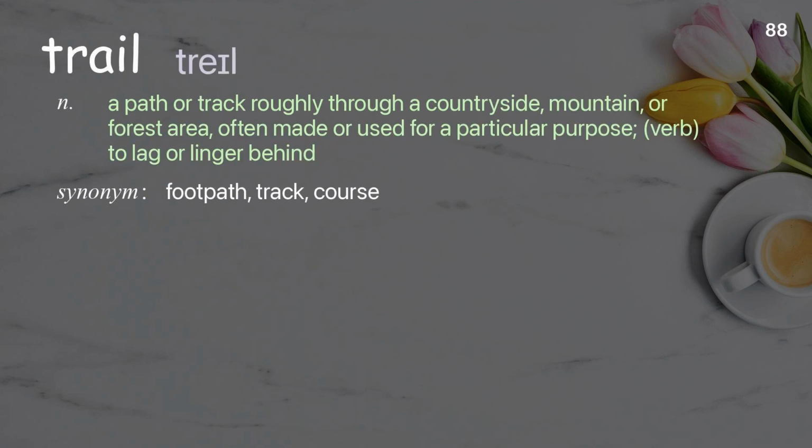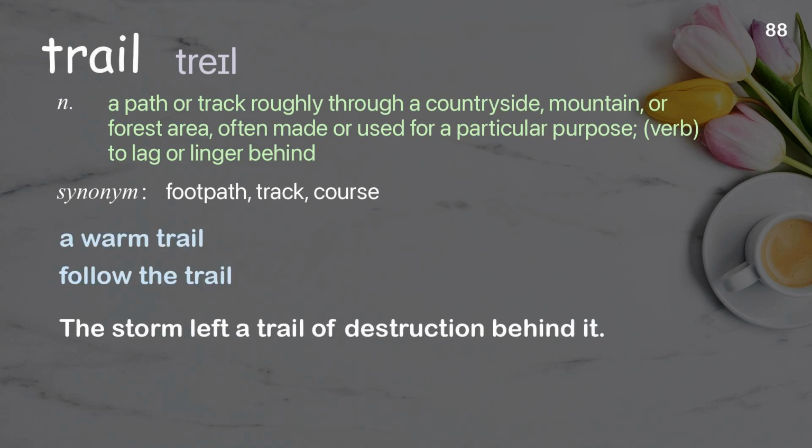Trail: A path or track roughly through a countryside, mountain, or forest area, often made or used for a particular purpose. Verb, to lag or linger behind. Examples: A warm trail. Follow the trail. The storm left a trail of destruction behind it.